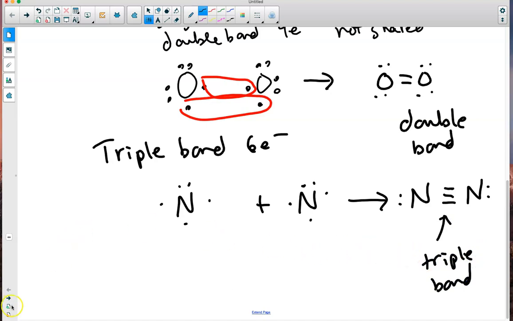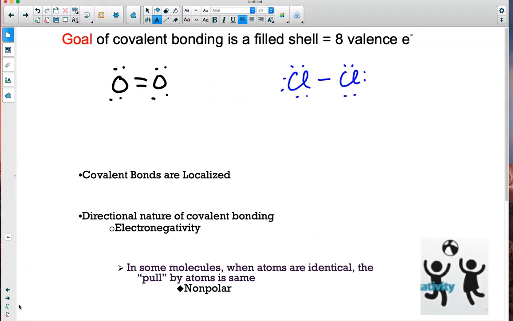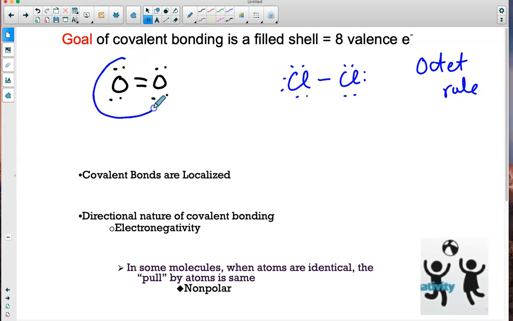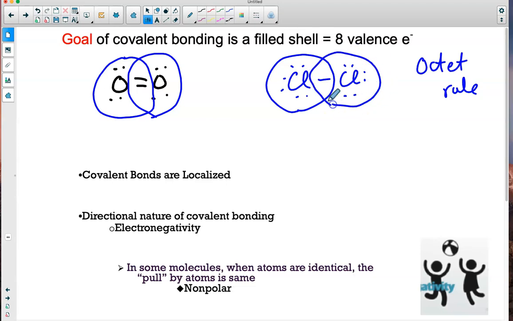So the goal of covalent bonding is a filled shell, which is equal to 8 valence electrons. And you may have learned that in high school as the octet rule. Both the examples of the oxygen and the chlorine do obey that octet rule, or both oxygen and chlorine get their filled shell. So the oxygen, I count not only his lone pairs, but the pairs that he's sharing. So there's 8, and the other guy also has 8. And the same thing for the chlorine. You look at the pair that he's sharing, as well as his 6 lone electrons, and the other guy also has 8.